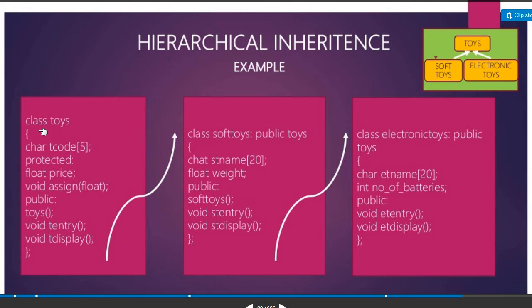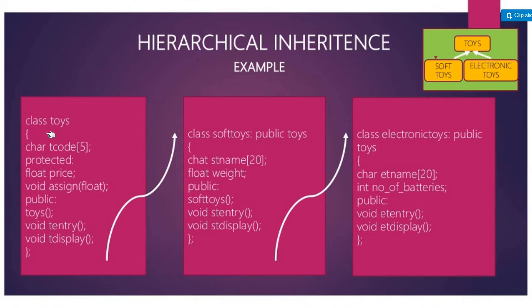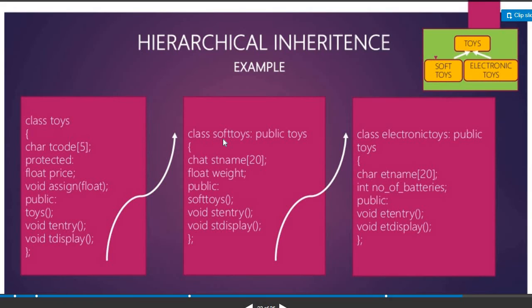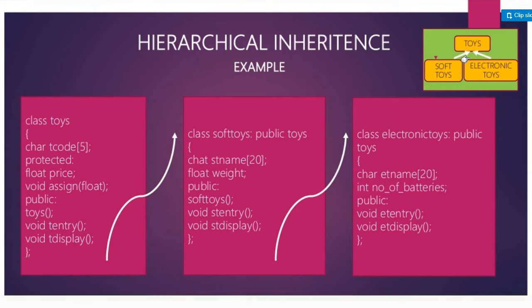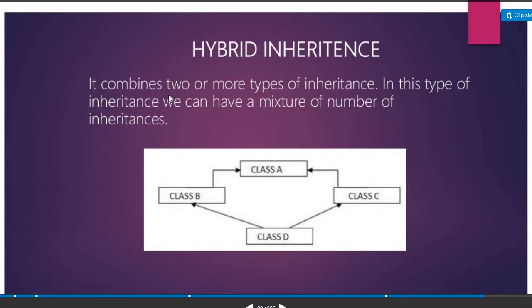Now here class toy is a base class, and soft toys is publicly inherited from toys, and electronic toys is publicly inherited from toys. So two derived classes inherit from the one base class. This is hierarchical inheritance.